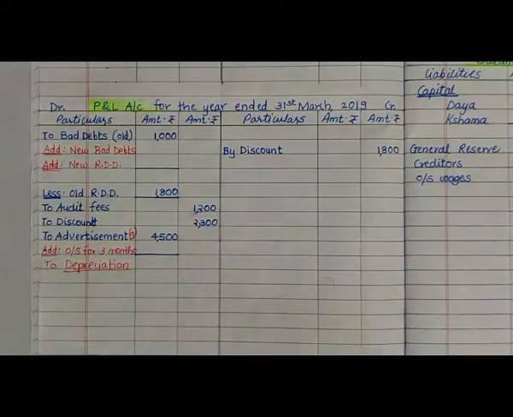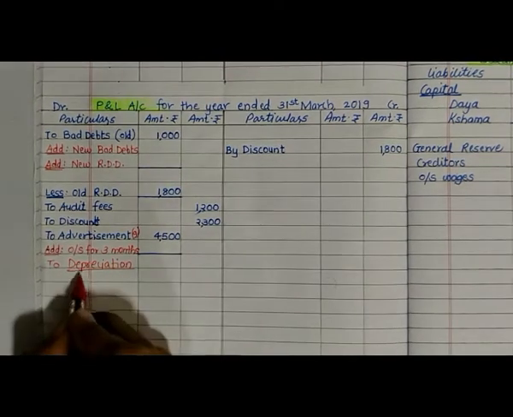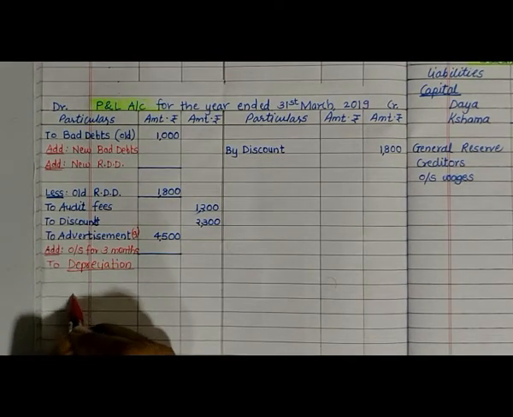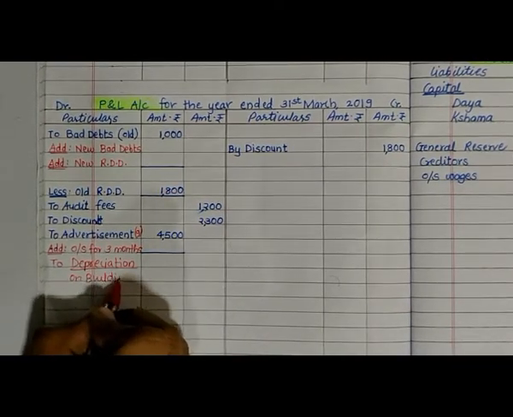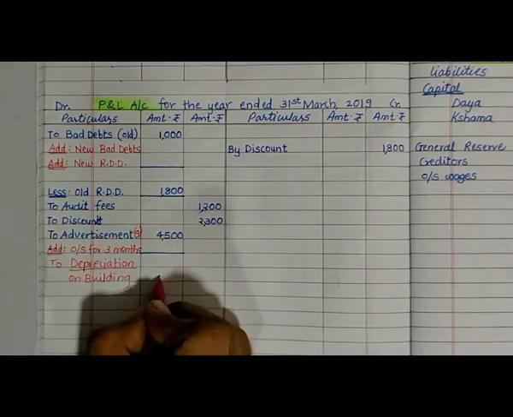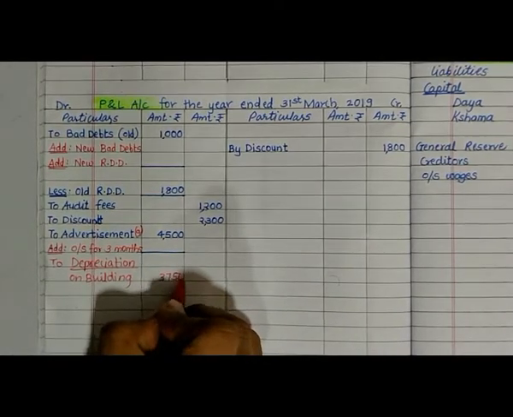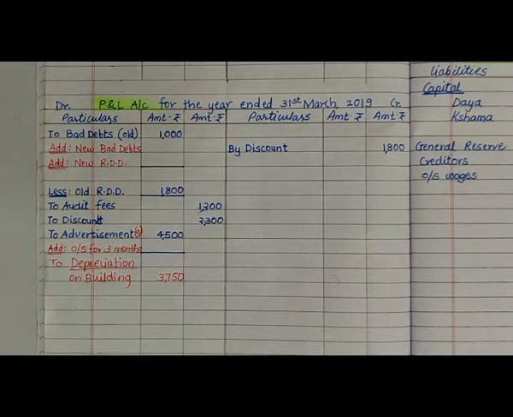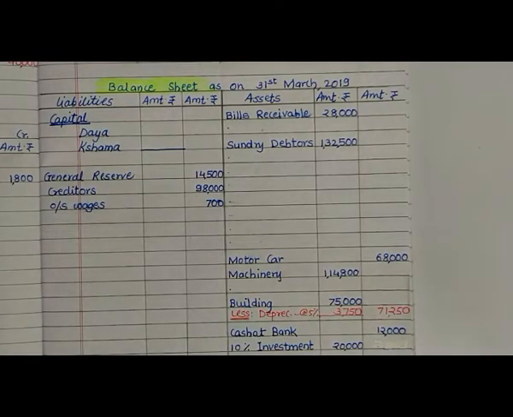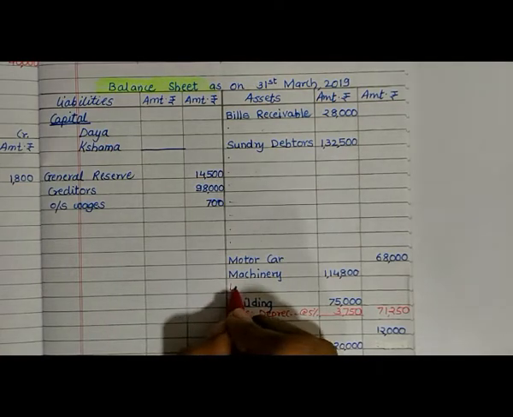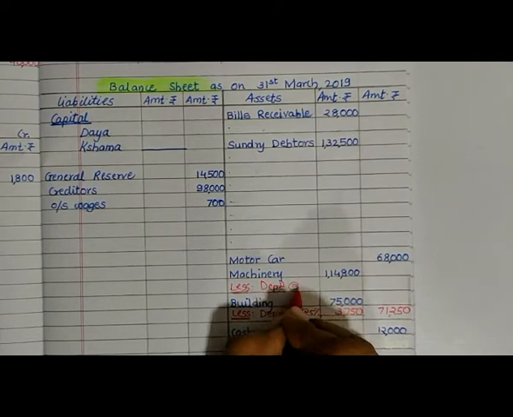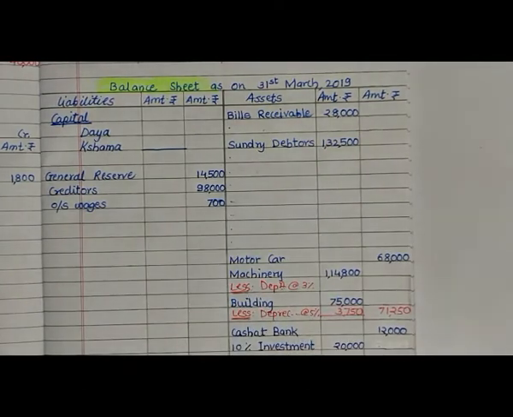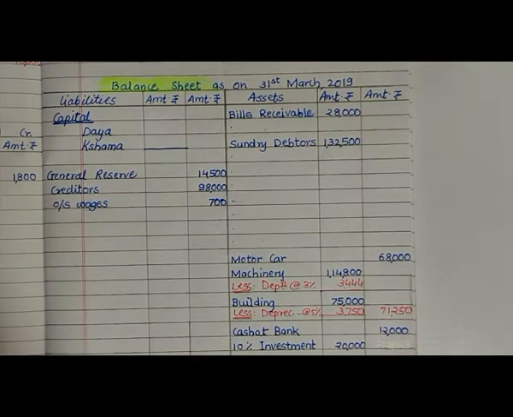As there is depreciation on various assets, we will write the heading like depreciation and then we will write the name of the assets. On building, it is 3,750. Similarly, we will deduct the depreciation on machinery, less depreciation at the rate of 3%, which comes to 3,444.